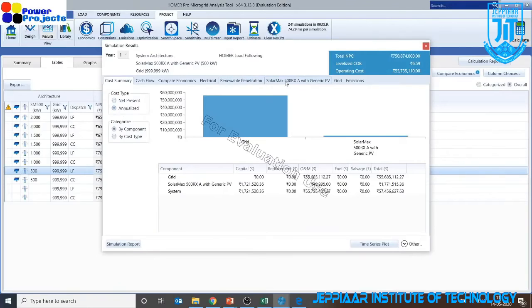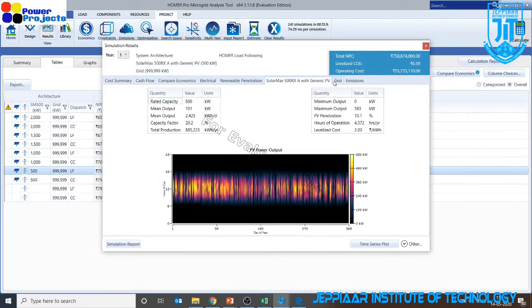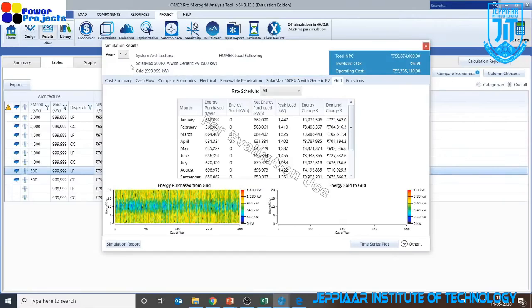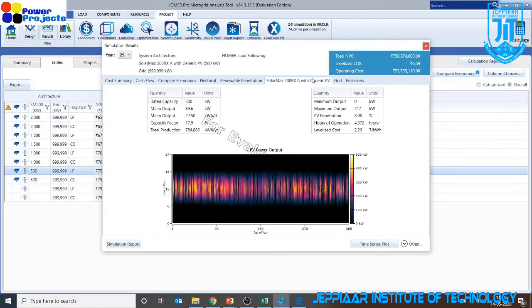I just want to see this solar data and the grid data, not necessarily for the first year. Yeah, you can see the third year data, you can see the 12th year data, and you can see the 25th year data also. You can see there is a change in the results. If it comes to the solar, you can see PV penetration is only 8.96 percentage in year 25 as compared to the first year, that is 10.1 percentage.